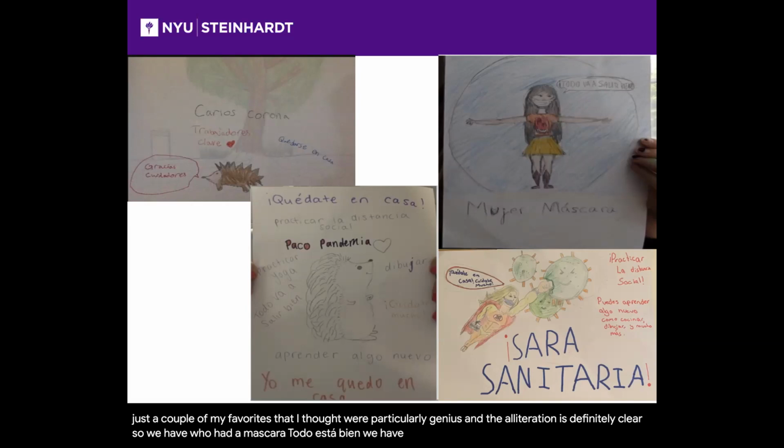We have Sara Sanitaria, practica la distancia social, puedes aprender algo nuevo como cocinar, dibujar y mucho más. So Sara Sanitaria is not just telling us to stay home, but she's giving us suggestions of what we could do at home. We have Paco Pandemia, who says, yo me quedo en casa, I will stay home. And then finally, on the top right, we have Carlos Corona, who is displaying his love for all the essential workers that are out there in the world.